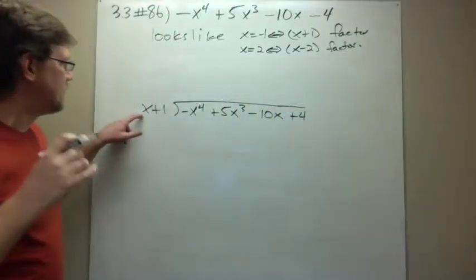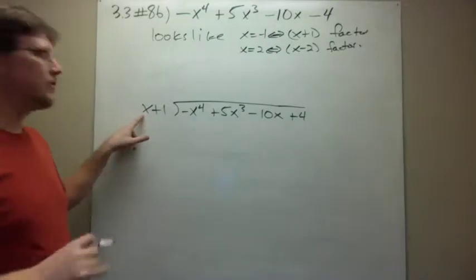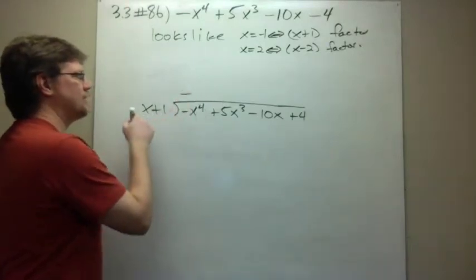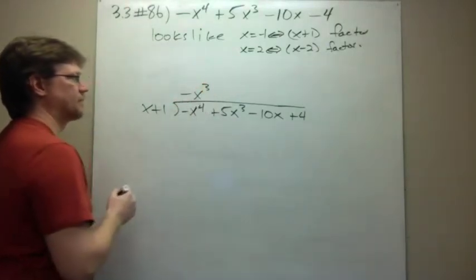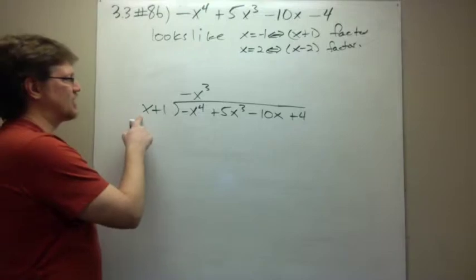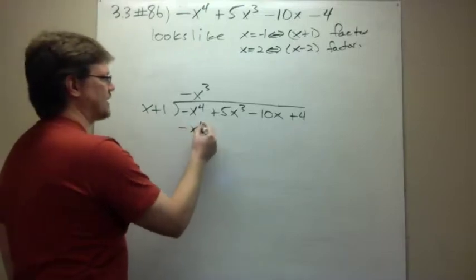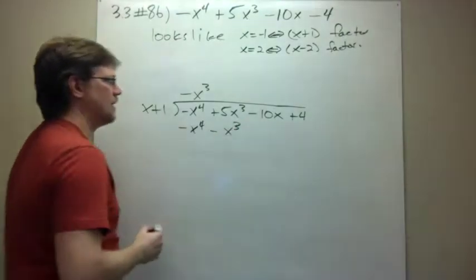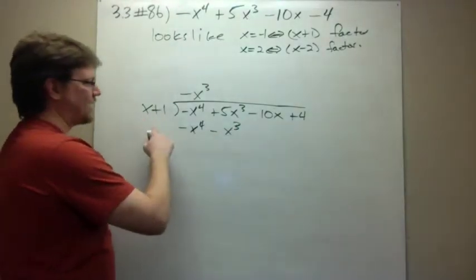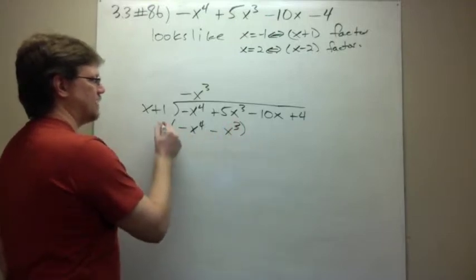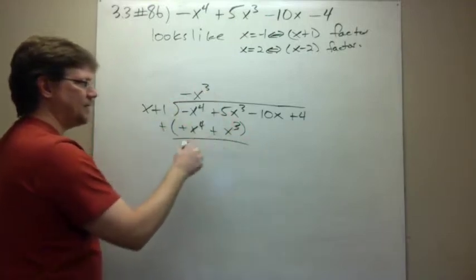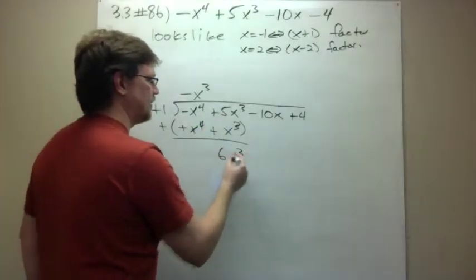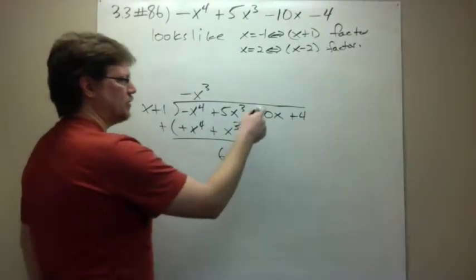All right, same questions. What do I need to do to x to make it look like minus x to the 4th? Well, I need to make it a negative, and I need to multiply by x cubed. Minus x cubed times x gives us a minus x to the 4th. Minus x cubed times 1 gives us a minus x cubed. Then I subtract, which is the same thing as flipping the signs and adding. This cancels. 5 plus 1 is 6. All right, now I have 6x cubed.